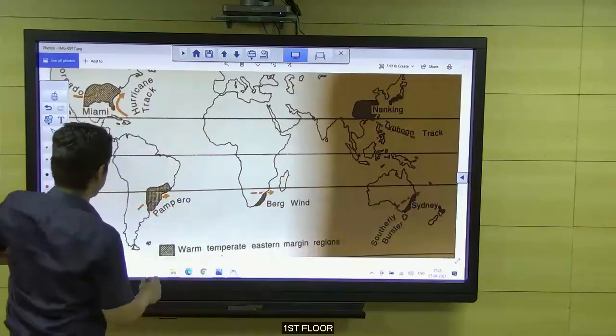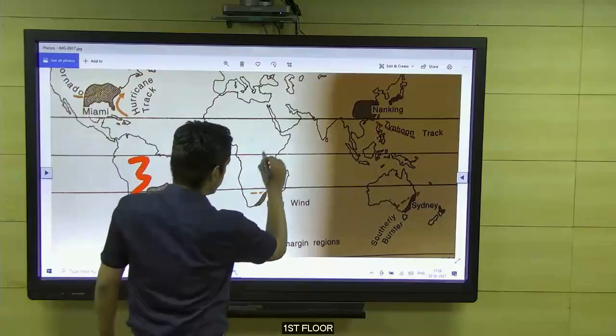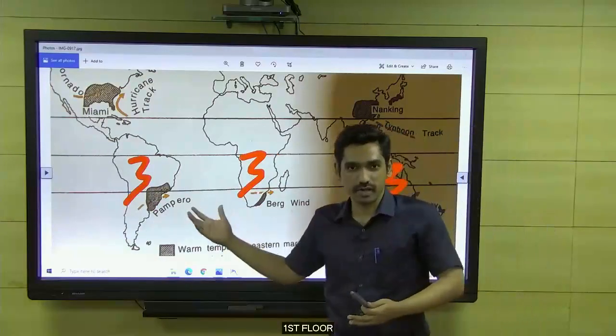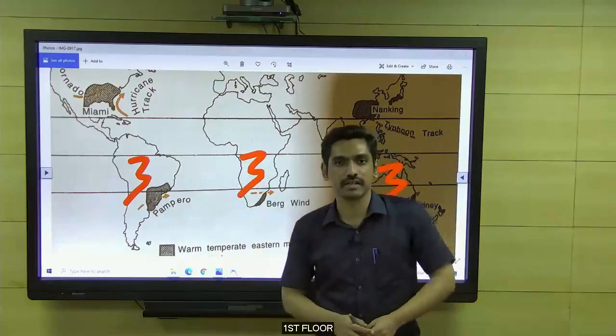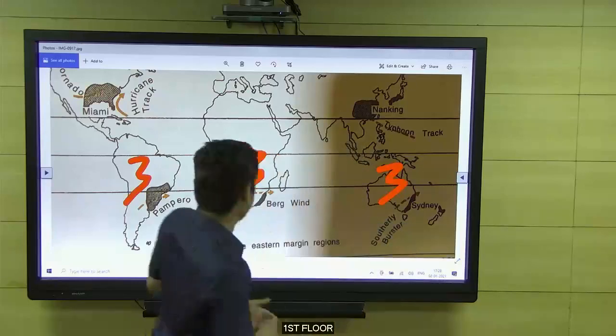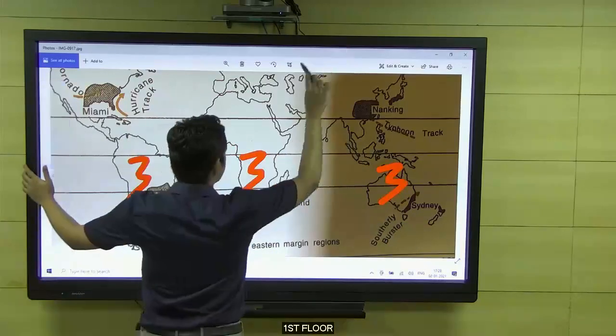All the regions in the southern hemisphere, Argentina, Uruguay, South Africa, and Sydney, form the third type. This is a common type which is present in the southern hemisphere. Now, why exactly? Let me write the statement. Let's see whether you can get the idea, because this has been taught in the previous session. Let me write it for you.